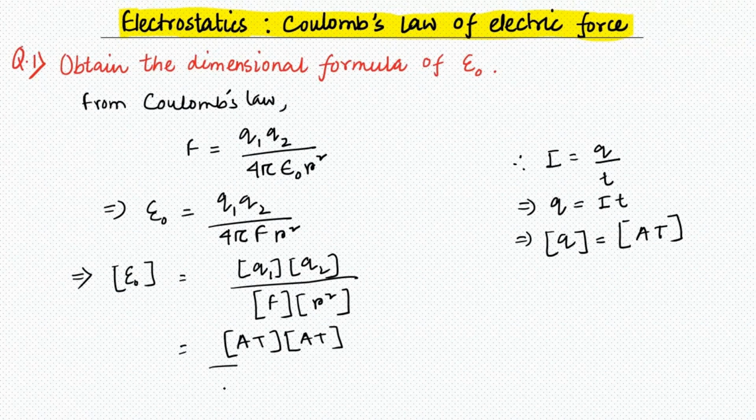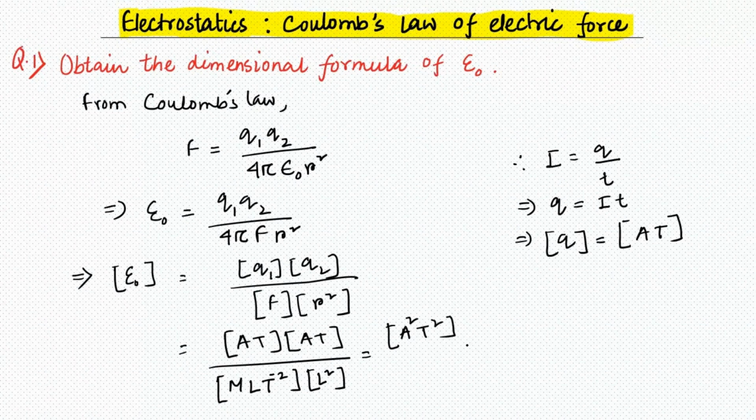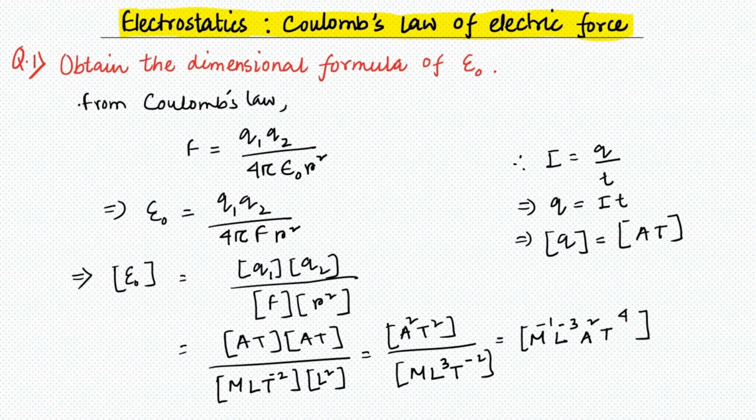Okay, so here we are going to write that charge Q1 is AT, charge Q2 also A into T, divided by the dimension of force, which is M L T to the power minus 2, and r square is L square. So here it would be A square T square divided by M L cube T to the power minus 2, and the final would be M inverse, L inverse minus 3, A square and T to the power 4. So this is our final answer. So the dimensional formula of epsilon naught is this.